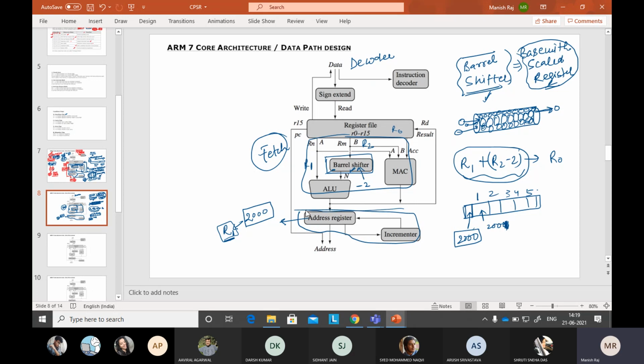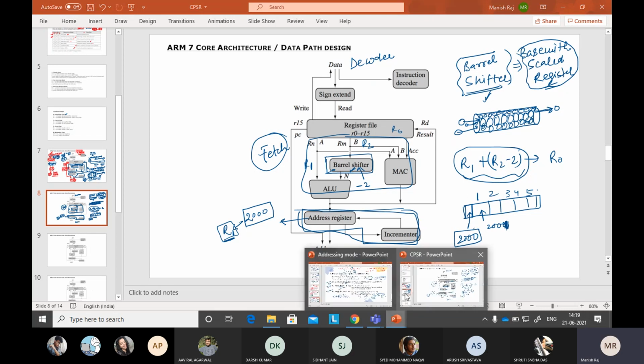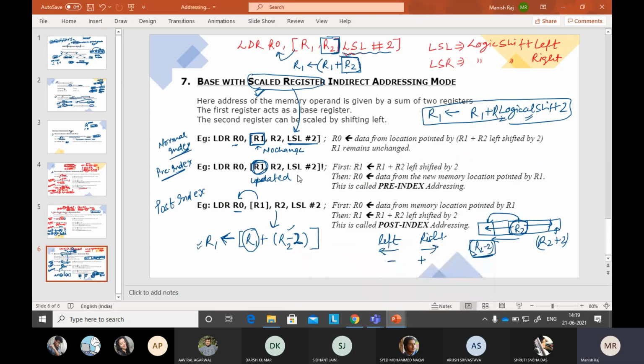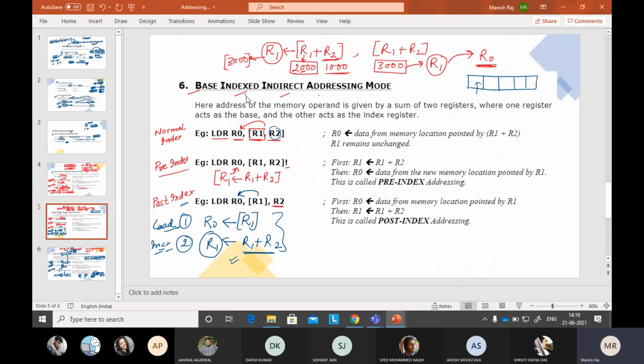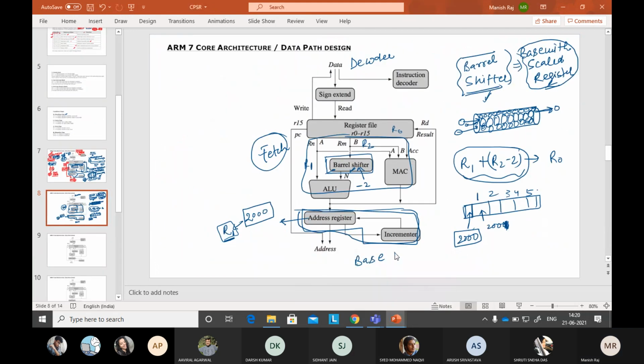So this part is used in the base. So you can say the last address mode, the second last address mode, is the based index indirect address mode.